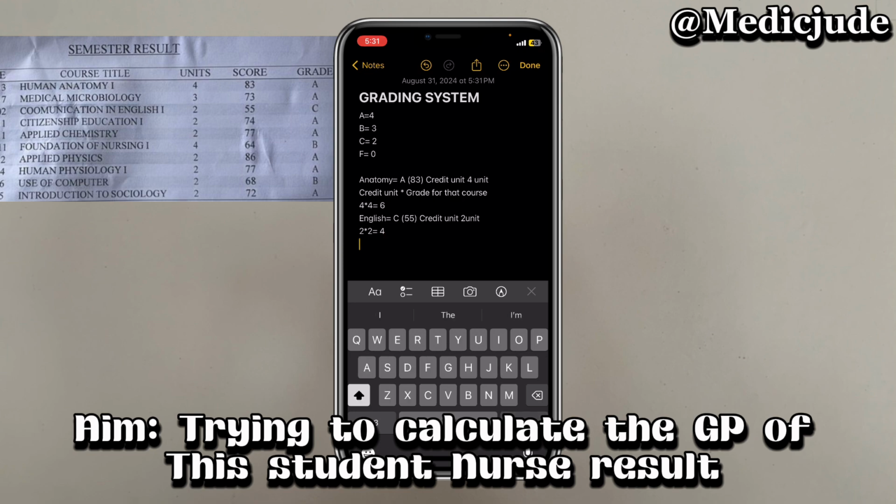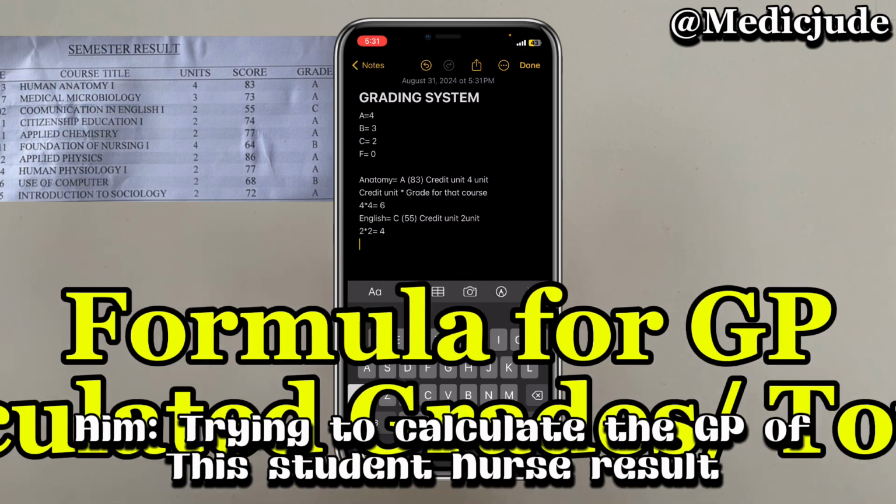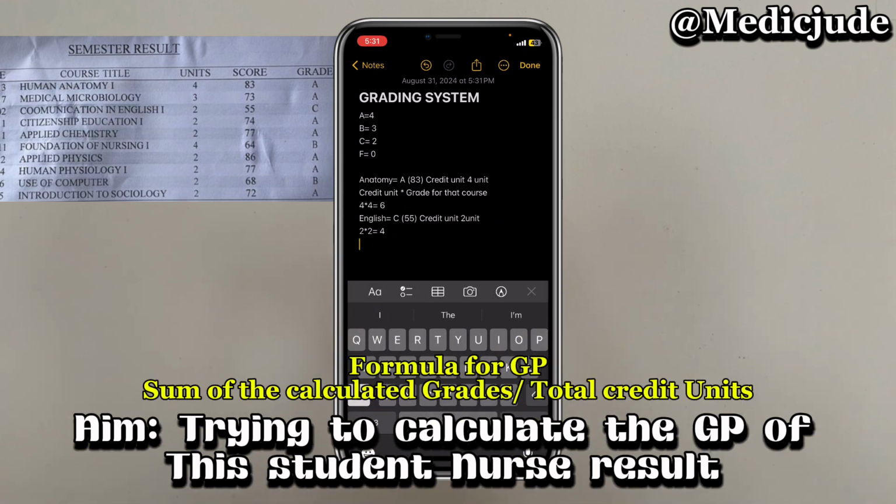When you are done, to get your grade point, which is your GP, at the end of the day you take the total sum of the calculated points divided by the total credit unit. We know the total credit unit is 25 at the end of the day. All the courses, if you sum the credit units, you get 25. So this is the formula used in calculating your grade point.